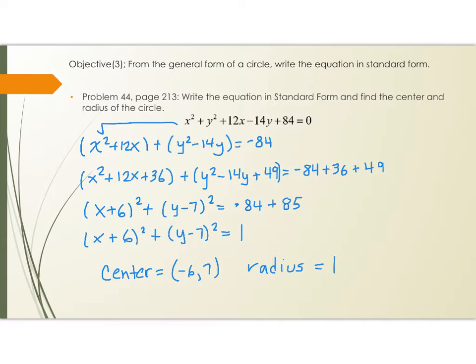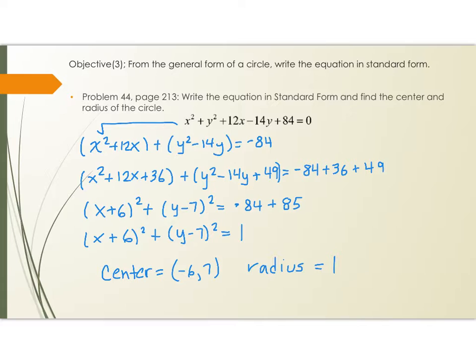So the next thing we're going to do is, from the general form of a circle, write an equation in standard form. So this is problem 44 on page 213. We're going to write the equation in standard form and find the center and radius of the circle. Well, in this case, this is not a nice equation because everything is over on the left-hand side and it's equal to 0. So now we have to reformat our equation.